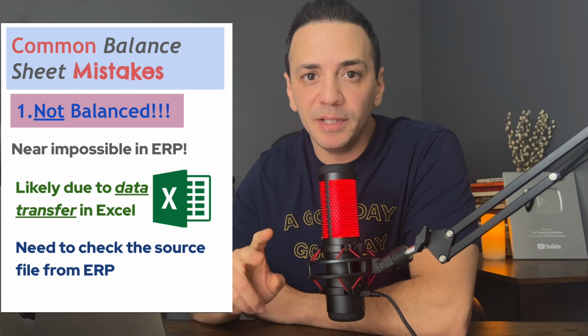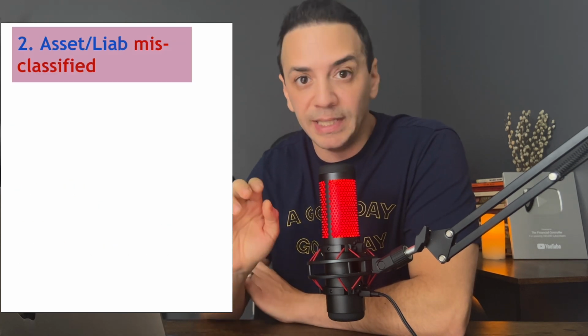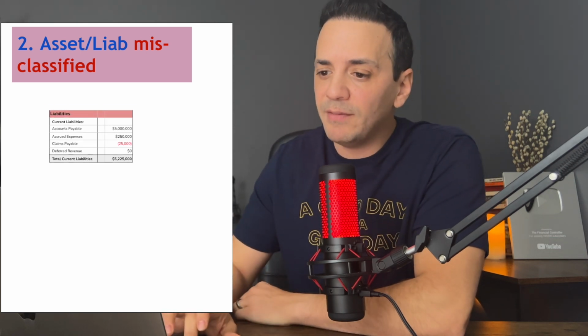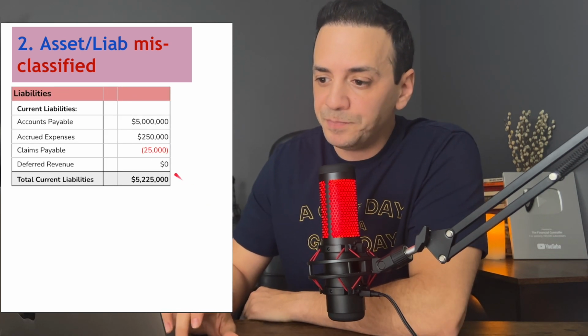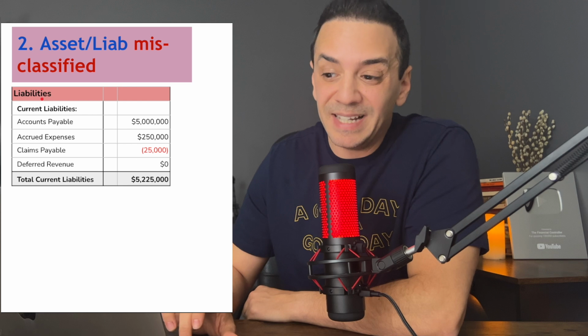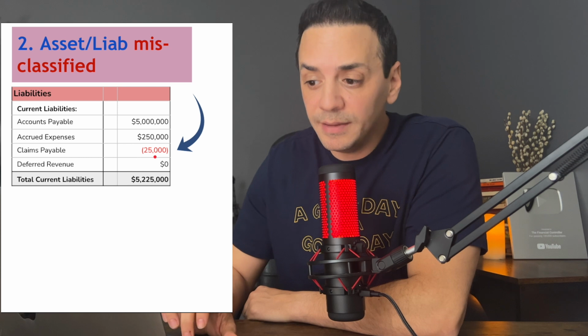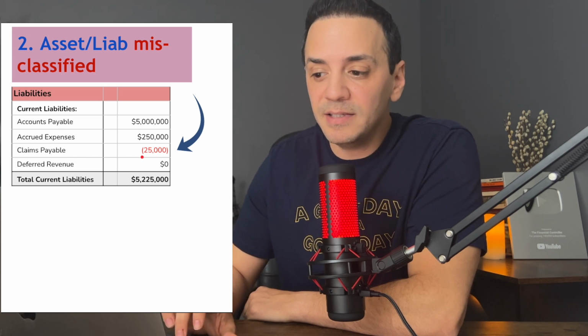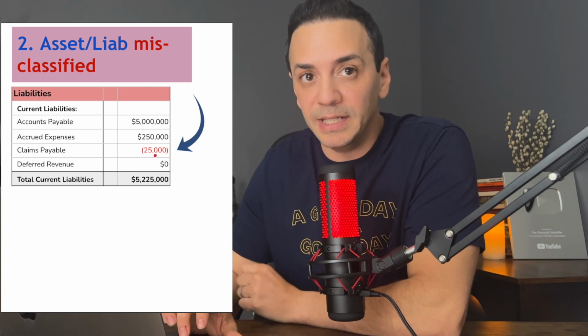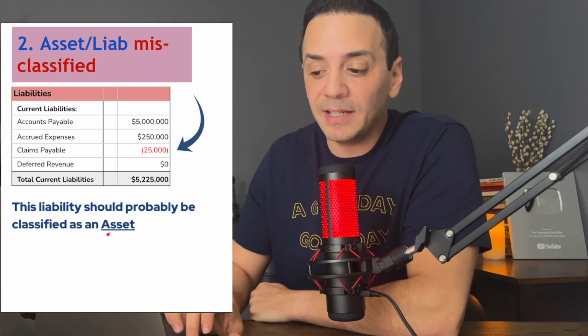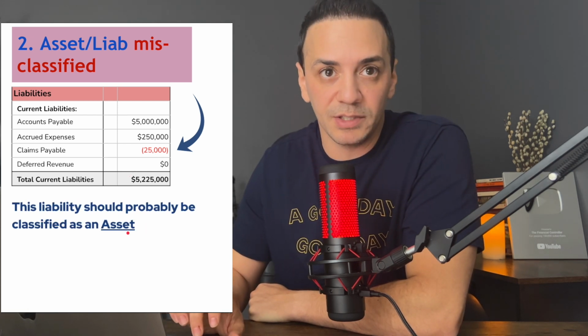Okay, the second common type of error that I've seen in a balance sheet is a misclassification between the assets and liabilities. Let's take a look at an example. So you have the liabilities section here of the balance sheet, and you have claims payable. And it's a negative value, $25,000, going in the opposite direction of the rest of the liabilities. This here most likely means that this is not a payable item. This means probably that you need to reclassify this into an asset. And most likely this is a receivable in this case.